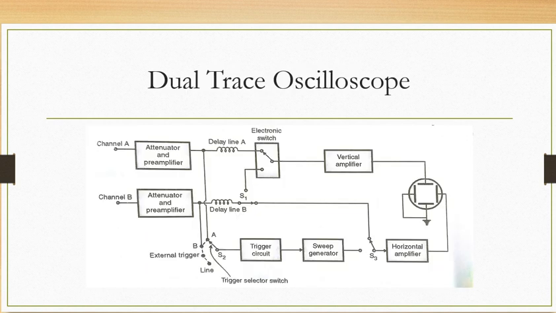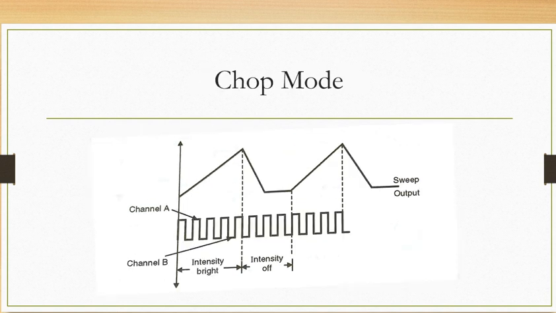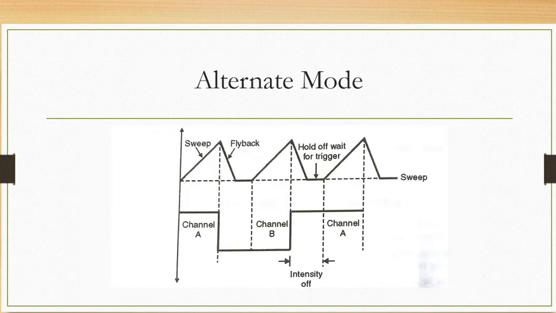So I think you have understood the dual trace oscilloscope now, its alternate mode, and its chop mode. I think it is clear to you now.